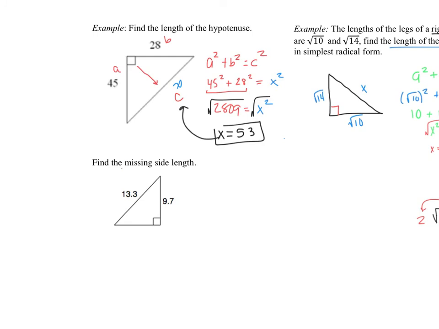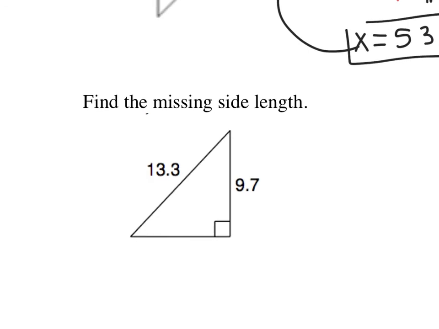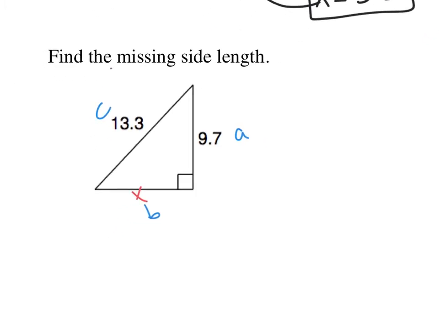Now let's go on to our next question. Find the missing side length using the Pythagorean Theorem. So in this image, I'm given my hypotenuse and I'm given a leg. I'm missing a leg. So I label my sides. I have my C, my A, and my B. We don't know what B is, so we're going to put an X. Again, we just write it out. A squared plus B squared equals C squared. A is 9.7, so I have 9.7 squared plus x squared equals 13.3 squared.